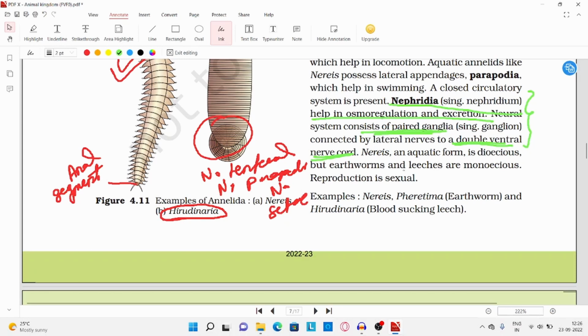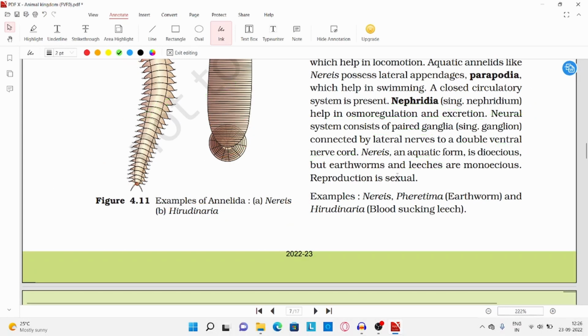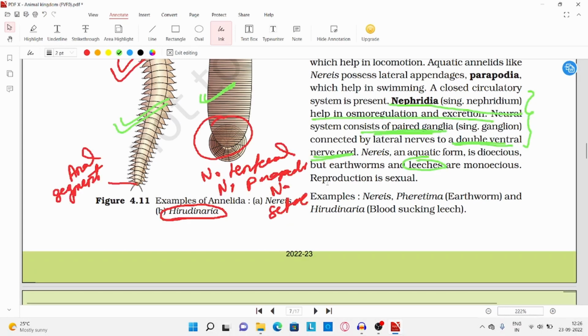Nereis is an aquatic form. It is dioecious, but earthworm and leeches are monoecious. So remember, Nereis, this aquatic form, it is dioecious. But other forms like earthworms and leeches, the organisms of the class Hirudinea are commonly called leeches, and leeches are parasitic. So earthworm and leeches are monoecious and reproduction is sexual. Now Nereis, Pheretima, earthworm, remember Pheretima, earthworm, Hirudinaria, blood-sucking leech. Okay, very basic stuff.